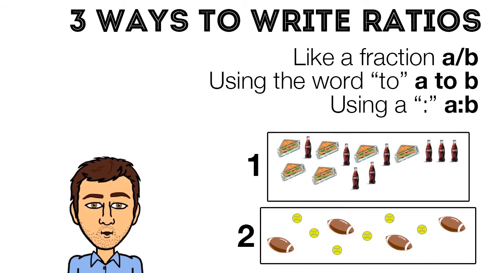We're going to describe 3 ways to write ratios. The first one is we can write a ratio like a fraction, so we can have quantity A over quantity B. The second way we can write the ratio is using the word to, so we can put quantity A to quantity B. And the third way we can write ratios is using a colon, so we have quantity A colon quantity B.